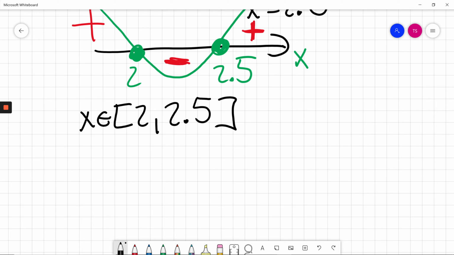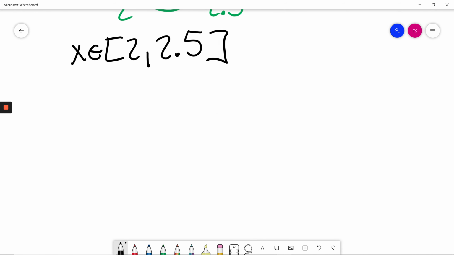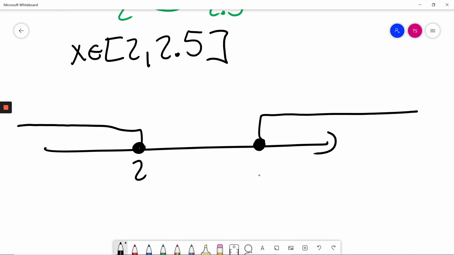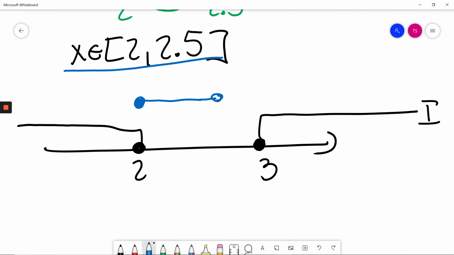So the domain for this problem is really, my first condition was less than 2 or more or equal to 3. That was condition 1. And condition 2 here is from 2, including 2, to 2.5 only. Here is somewhere 2.5, that point.